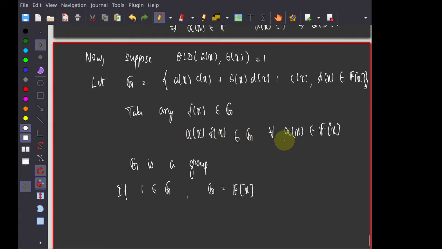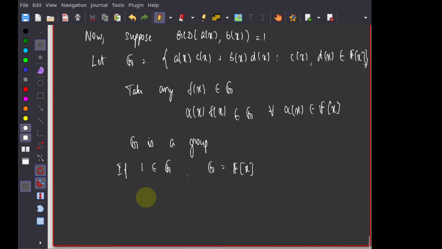Remember, we have this property. So if 1 is in G, then 1 times any polynomial is in G, which means that all polynomials are in G. Therefore, G must be equal to F[x]. This is equal to the ring of all polynomials. But potentially, one may not be in G.